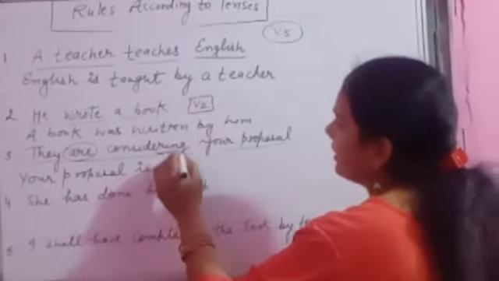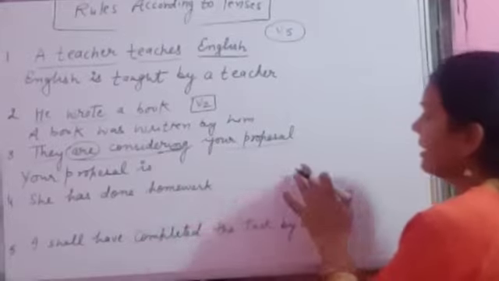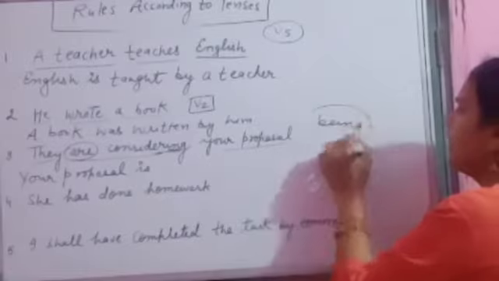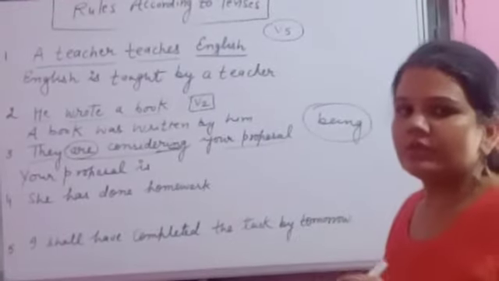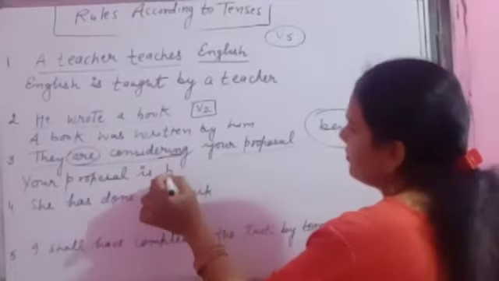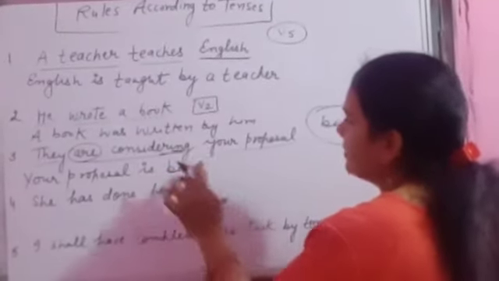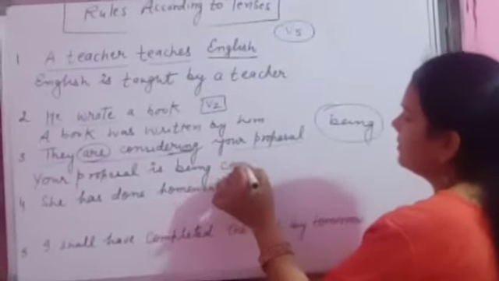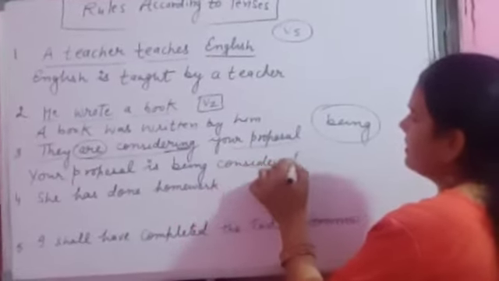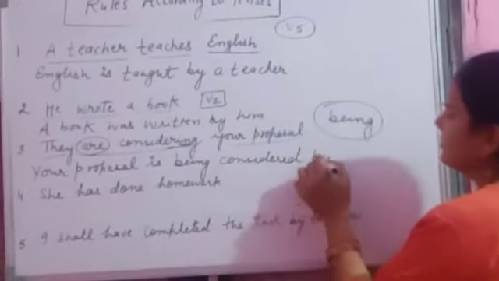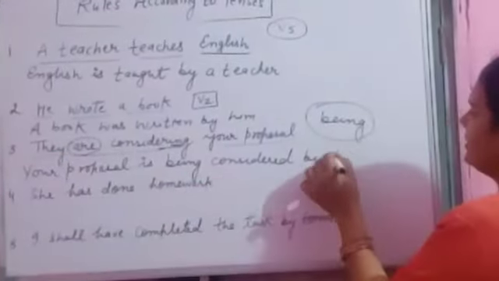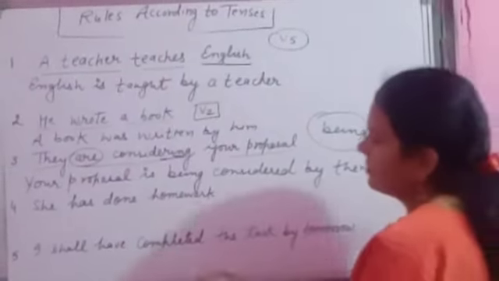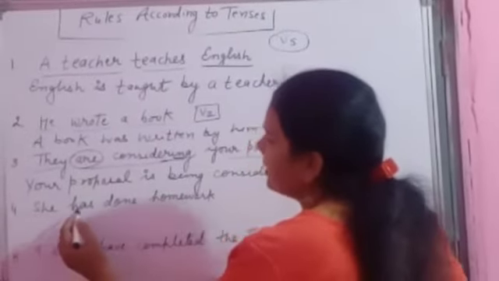Is considering, the ing form is here, and wherever you find the ing form you always use being while changing that sentence into passive voice. Clear? Now being will be here, and after that consider, and the third form of consider is considered. Considered by, the objective case of they is them. Understand? Clear?